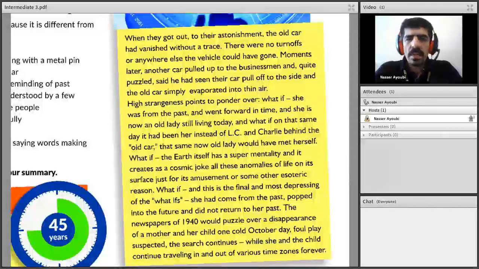Moments later, another car pulled up to the businessman and, quite puzzled, said he had seen their car pull off to the side and the old car simply evaporated into thin air. It seems that there was another car behind them, and they had seen that they had pulled off their car to stop, and that old car simply disappeared into thin air. Evaporate or vanish into thin air means just vanish, suddenly vanish.